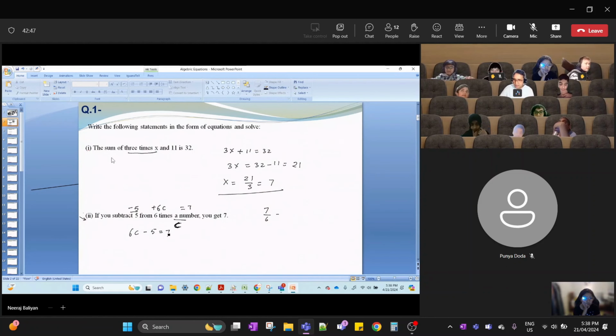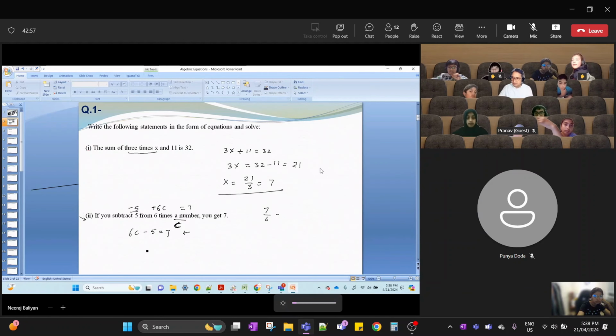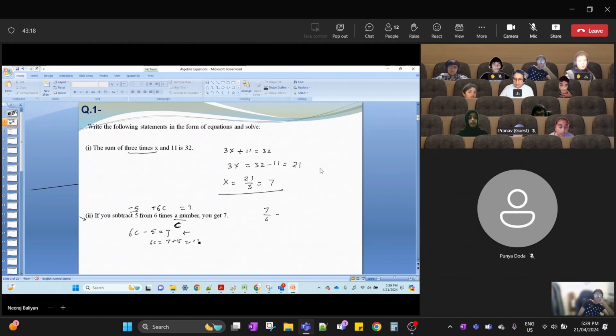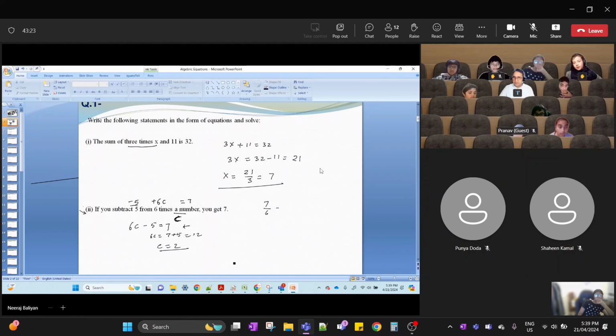Do you have any doubt up to this stage? No. So what will be the next step? Then the next step would be, you grab minus 5 and then you do plus 5 to both sides. So it would be 6C equals 7 plus 5, which is 12. So C equals 2. Very good. Okay. Good. So let's move to the next question.